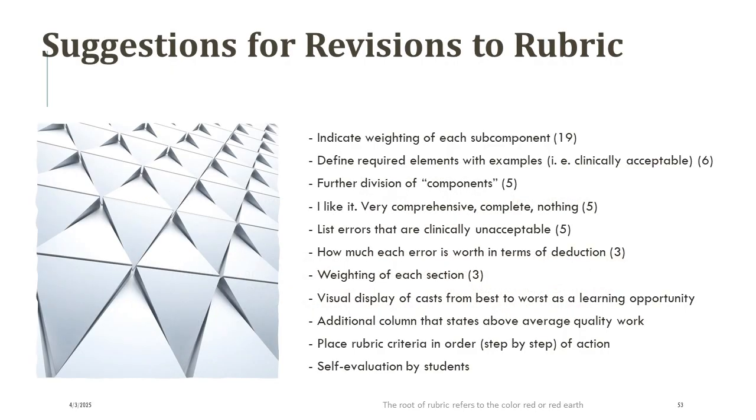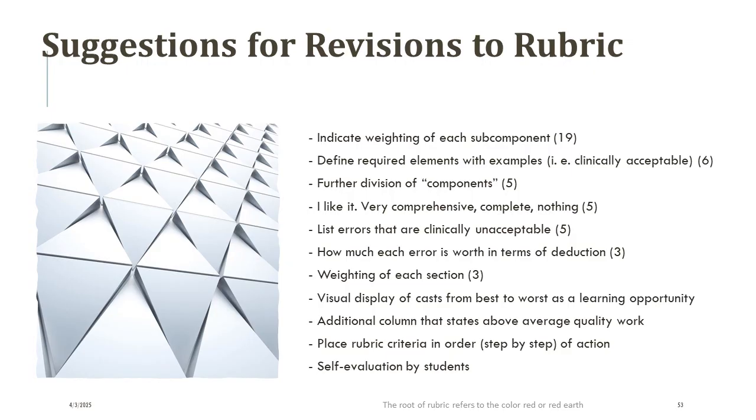This is our final slide. Suggestions for revisions to our rubrics. Maybe some of us have already developed the rubrics. What are the suggestions to revise them? Indicate weighing of each subcomponent. Define required elements with examples. Then further, define it for the student and for the faculty. For example, if it's clinically acceptable, what do we mean by clinically acceptable? We have to give examples.